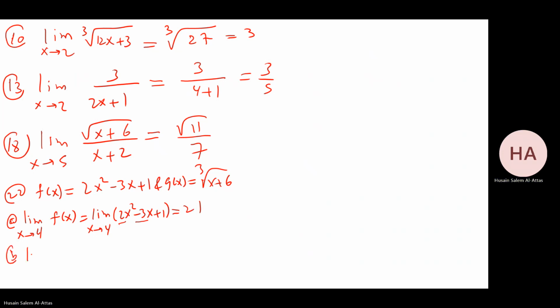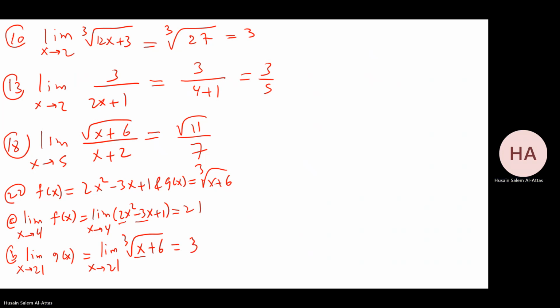Part B, limit as x goes to 21 of g of x. So it will be the limit as x goes to 21 of cube root of x plus 6, which is simply you just substitute 21 plus 6, the cube root of 27, which is 3.